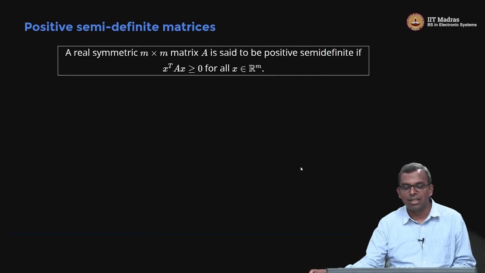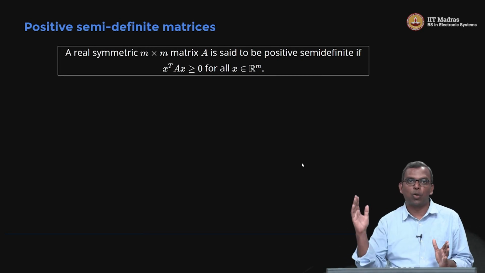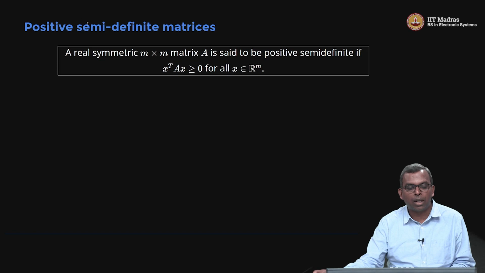And welcome to this lecture. In this lecture we are going to continue our study of the covariance matrix. In particular, we are going to look at a very interesting property which is called the positive semi-definite matrix property.